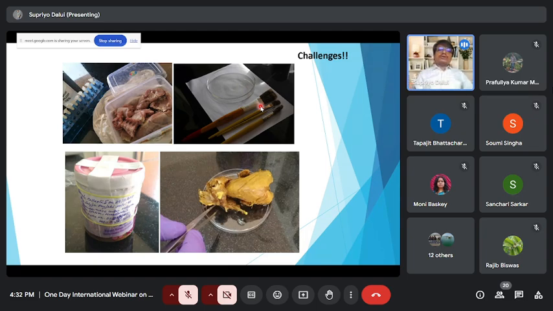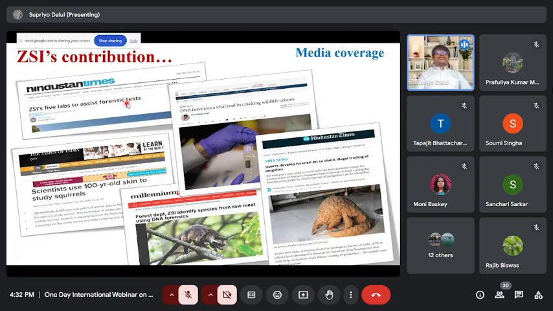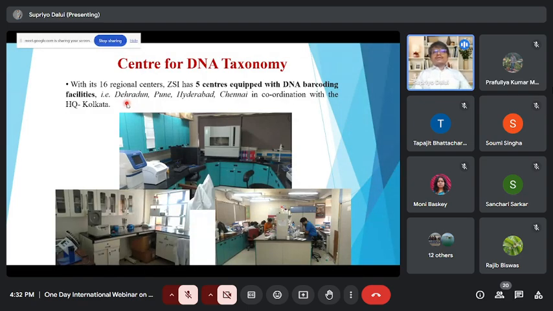If you want to bring a person to conviction, you have to identify whether these articles belong to any wildlife product or not, or whether they belong to a Schedule 1 species or not, and based on that the person will be convicted. So it is very important to have a system to identify these products. ZSI is contributing to wildlife forensics, and we have labs where we do different kinds of genetic analysis to identify these wildlife products. ZSI has 16 regional centers with DNA barcoding facilities, and we have a state-of-the-art facility at our headquarters in Kolkata, a new lab with all kinds of facilities to study wildlife forensics.